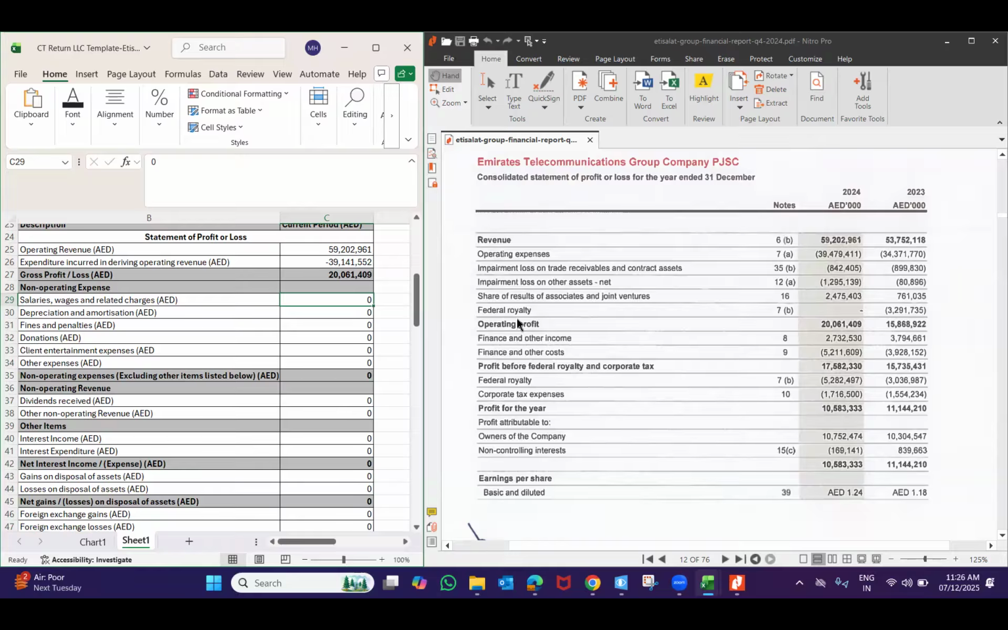Sir, so it's matched with the operating profit. Yeah, it is matching right now. Okay. Now what is the next step? You can hide this column A, because we don't need it, from the left side.